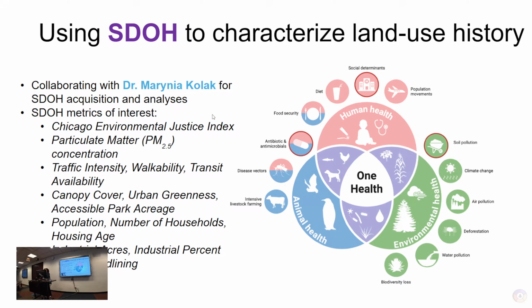And so ultimately, these are some of the SDOH metrics that I'm thinking about working with. I'll probably have a few meetings with Marina later this semester to discuss this. Ultimately, I'm trying to capture the major sources of this diversity of heavy metals. There's a lot of atmospheric deposition, so using the environmental justice index and particulate matter concentrations is important. Vehicular exhaust is obviously a major source of metal deposition, so traffic intensity, walkability, transit availability.